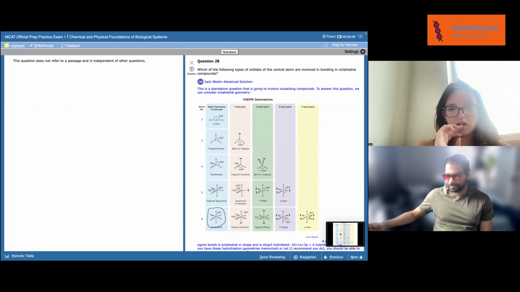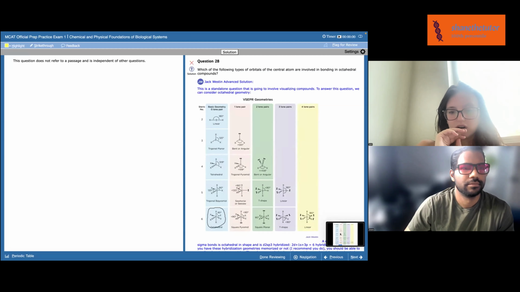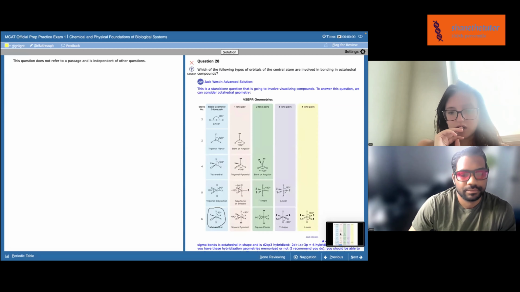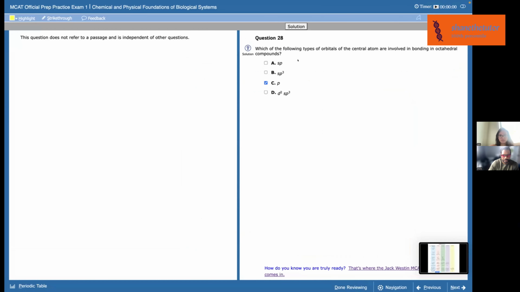Okay. So octahedral is the d2sp3 configuration. Yeah, d2sp3. Okay.